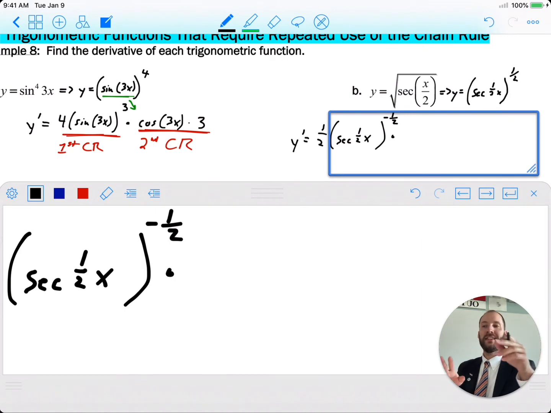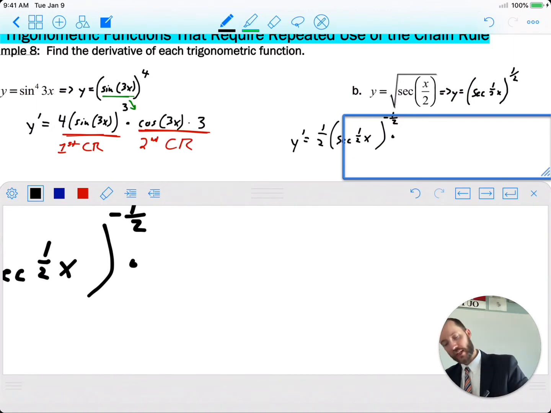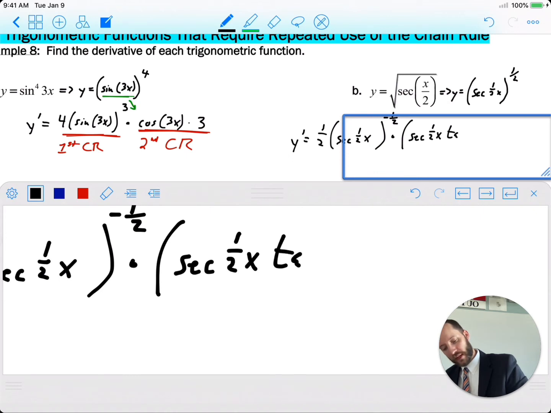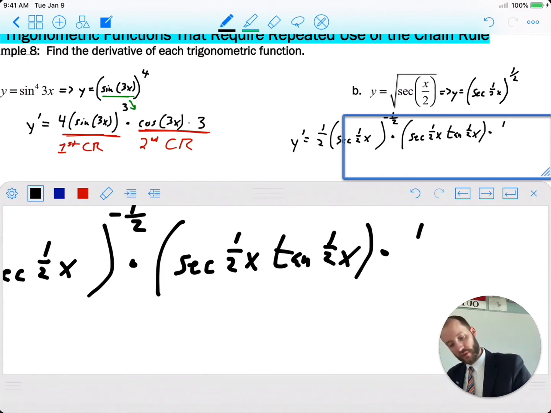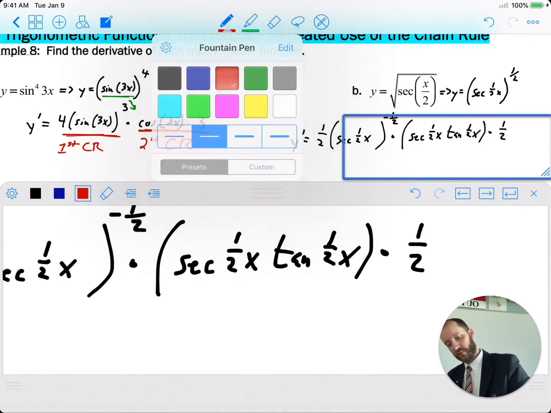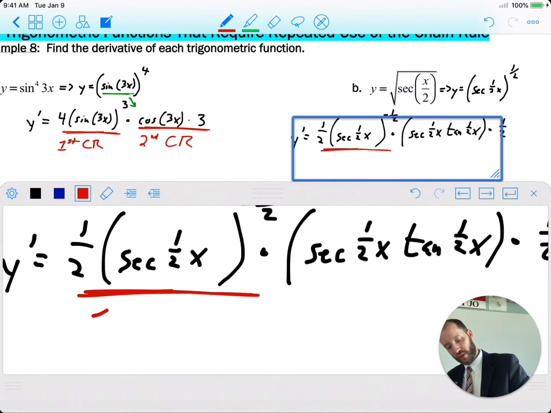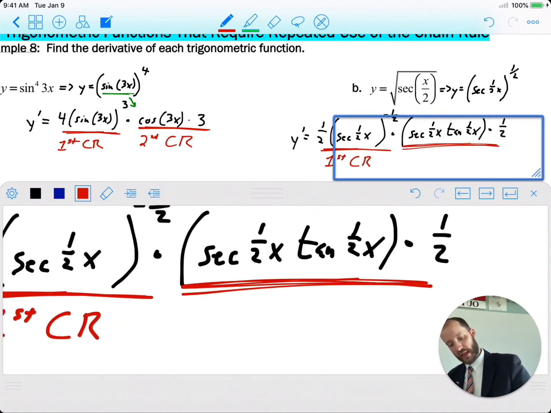So let's evaluate that. Secant is our new outside or overall. 1/2 x is our new inside, okay? So times secant 1/2 x, so kind of looking up in my formula at the top of the page, derivative of secant is secant tangent. So secant of 1/2 x, tangent of 1/2 x, times derivative of 1/2 x, so 1/2. So right here, had my first chain rule. Then right here, I had my second chain rule.